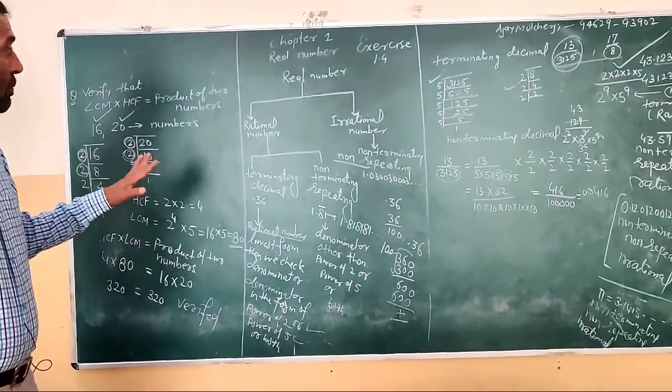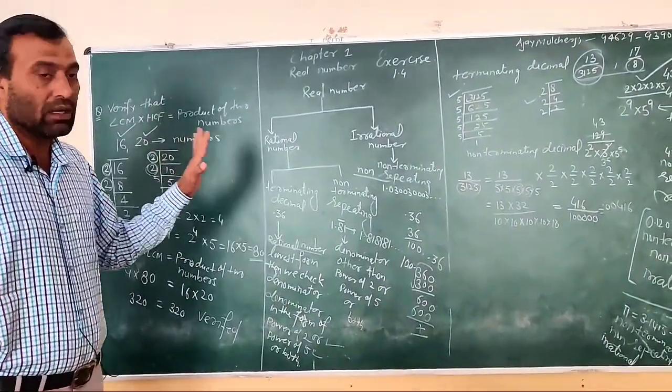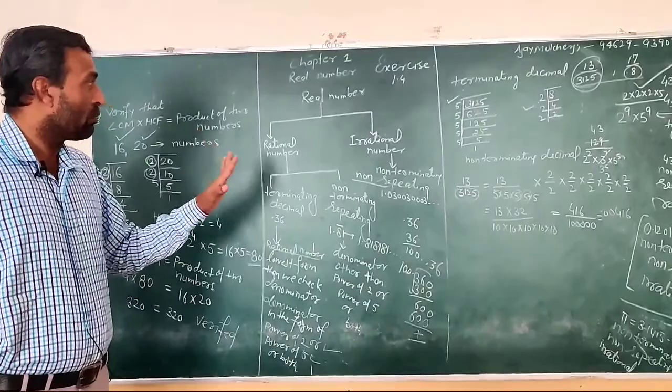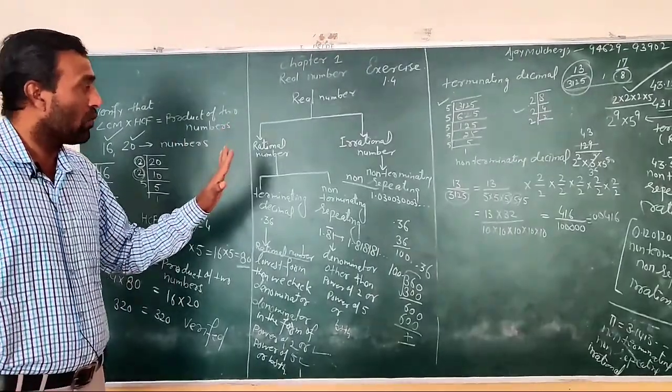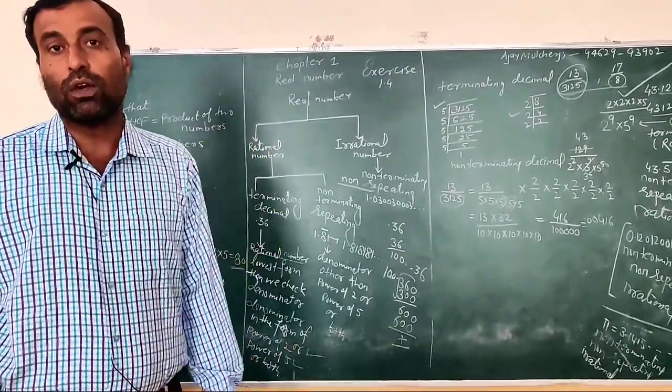So we have to complete our chapter. This is chapter 1, Real Numbers. Exercises 1.1, 1.2, 1.3 and 1.4, all have to be completed in the 4 videos.